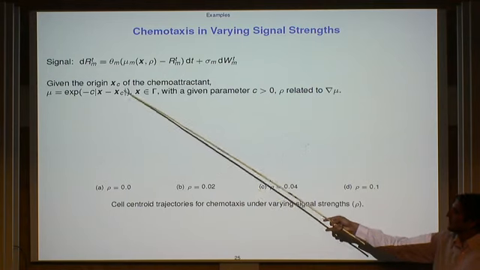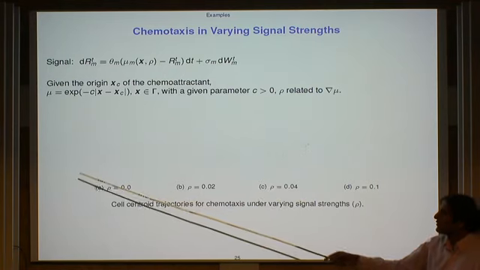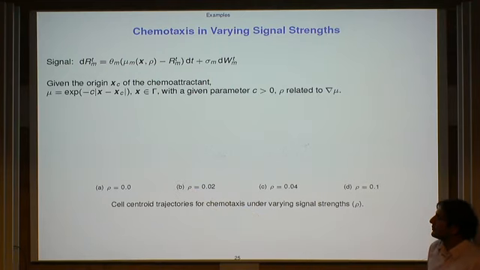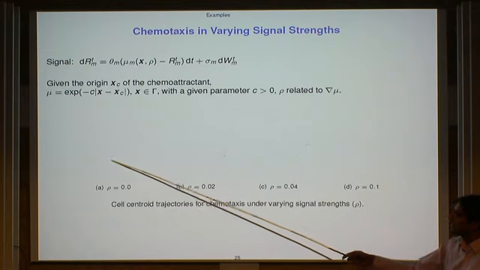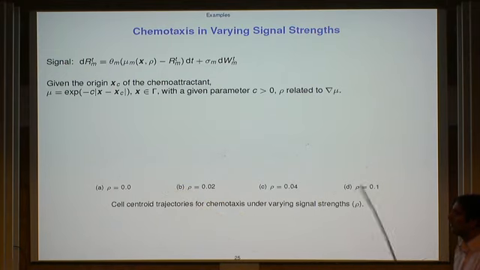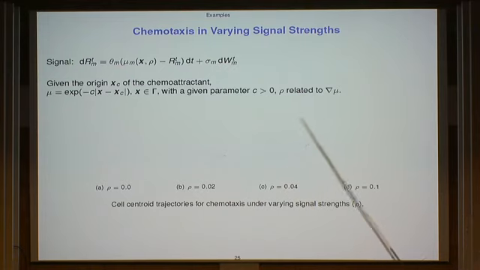We have a signal which looks like this, and we have a source of chemoattractant that's somewhere to the left in each of these images. You can think of this parameter rho as being proportional to the gradient of the signal here. So when we have no signal, the cells migrate in a random direction. These paths here are the trajectories of centroids of these cells, so it's the center of mass of each cell. As we increase the strength of the signal, the cells all migrate up the chemotactic gradient. So each of these paths goes towards the left, which is the direction of the signal.